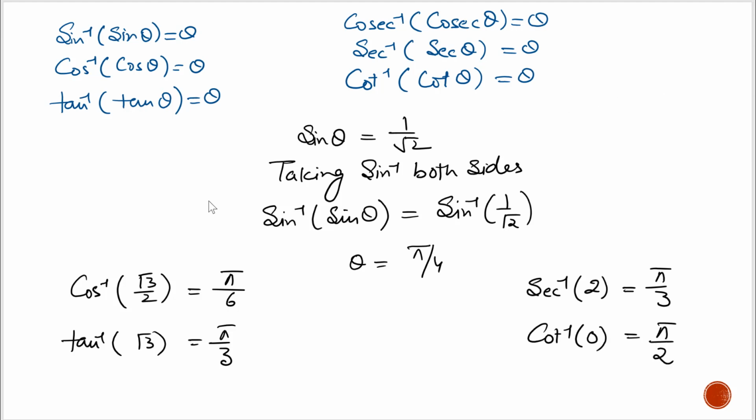Let's see this once again. When we talk about cos inverse root 3 by 2, this implies the value of cos is root 3 by 2 at 30 degree, which is pi by 6. Tan inverse root 3, the value of tan is root 3 at 60 degree, this is pi by 3. Sec inverse 2, the value of sec is 2 at pi by 3. And when the value of cot is 0, cot inverse 0 is pi by 2, because we know that cot 90 is 0. So cot inverse 0 is pi by 2.